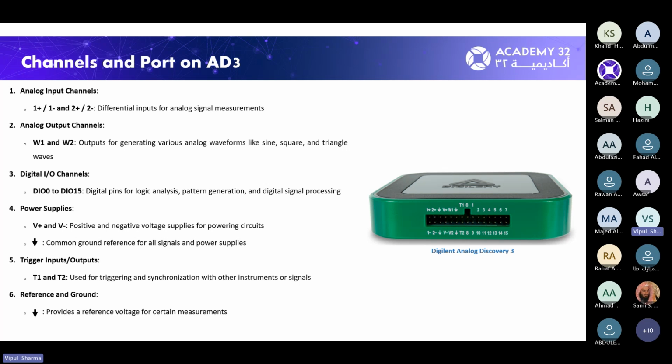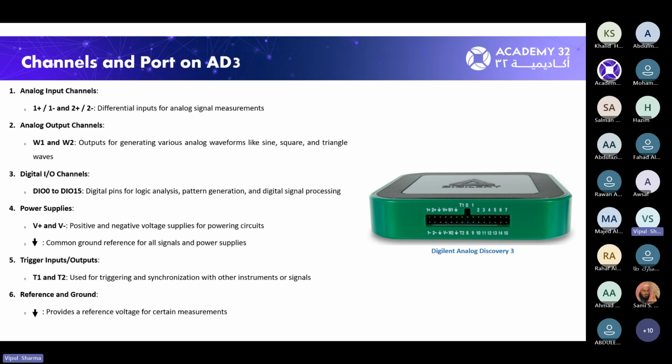So 1+, 1-, and 2+, 2- are differential input signals. These are the ports from where the differential input signal is applied. So if you don't want a differential signal and just want to work with a single-ended signal, you can connect your minus port to the ground of your measurement setup. So these are the input signal channels, and then W1 and W2 are the output ports.